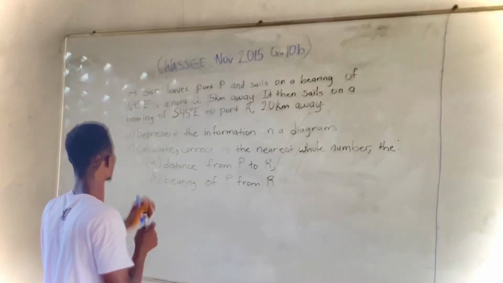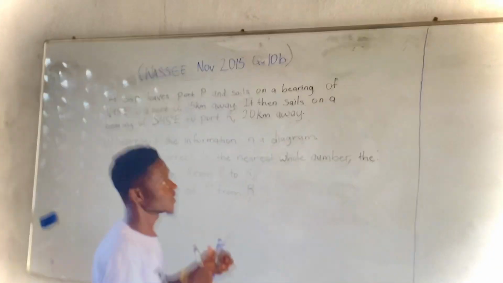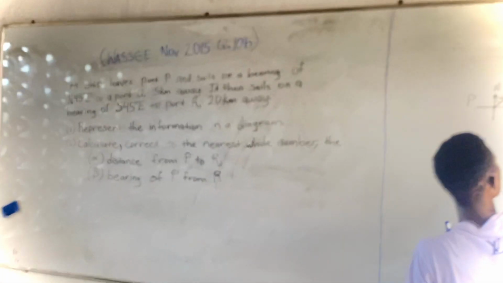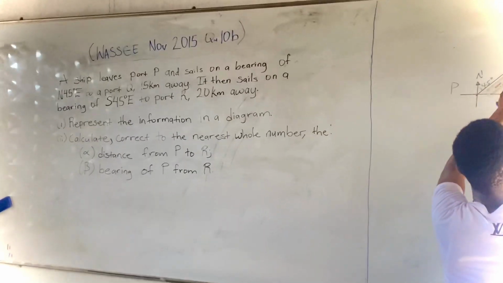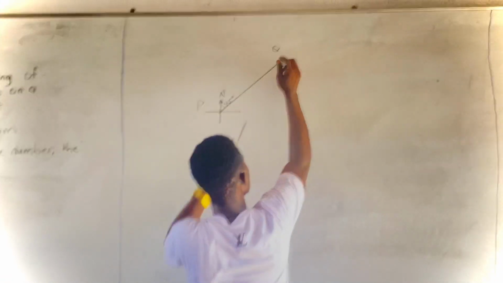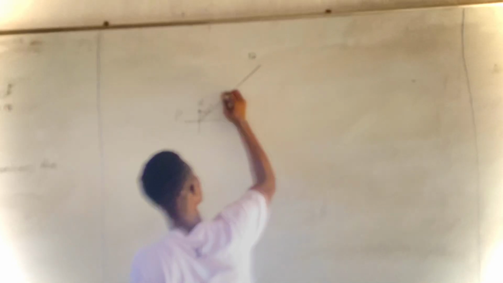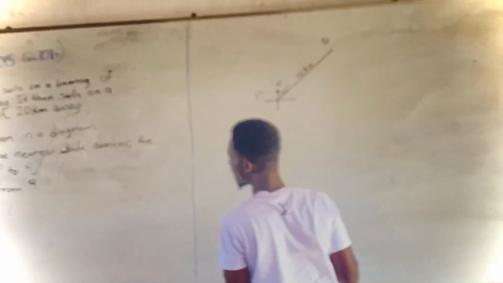And then to a port Q, 15 kilometers away. So here is considered to be Q. We can extend this line a little bit. Here is considered to be Q, I mean this point. And the distance from P to Q, according to the question, is 15 kilometers.